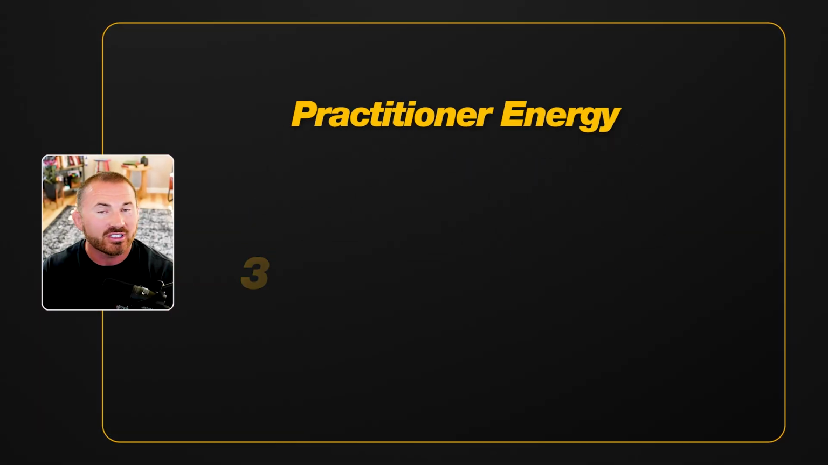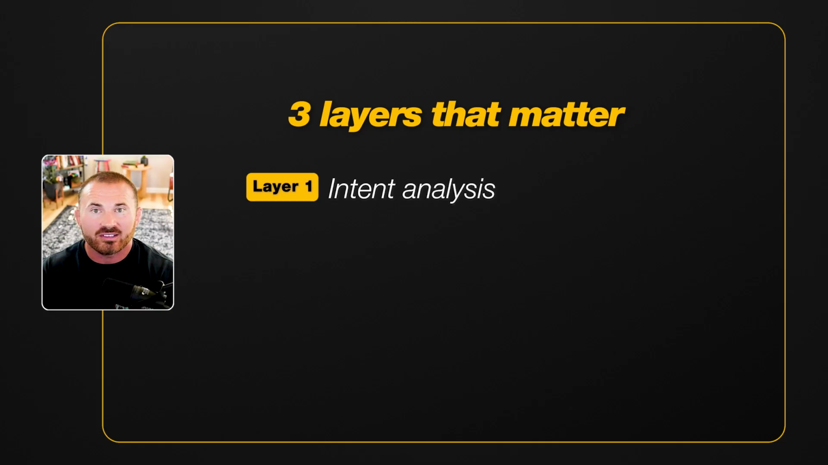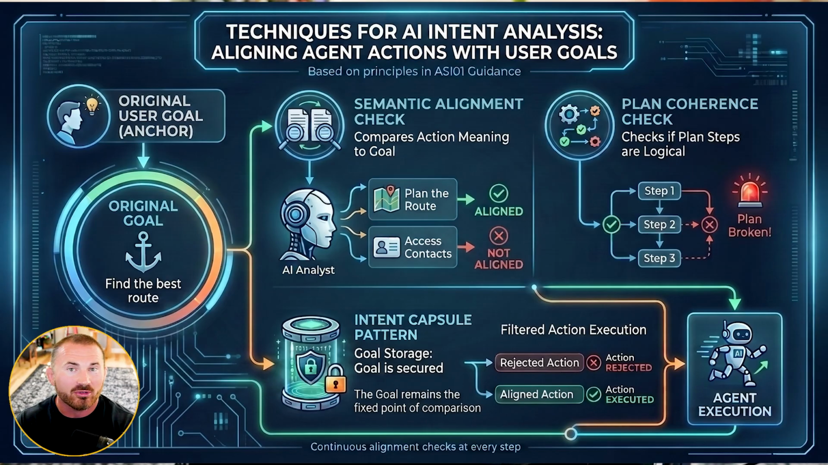If prevention cannot be perfect, the control plane has to move to runtime. And this is where I would spend practitioner energy. 3 layers matter. The first is intent analysis. The original user goal is the anchor, so capture it explicitly and compare the agent's behavior against it at every step. The guidance emerging around ASI.01 describes concrete techniques. Semantic similarity checking compares the declared goal against each planned action. Plan coherence analysis asks whether the current sequence of steps still serves the stated objective. The intent capsule pattern goes further and binds the original goal to the session, sometimes cryptographically, so actions that do not align get rejected rather than executed.